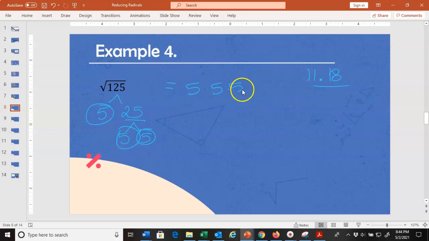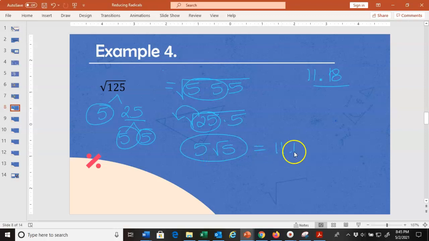So we have 3 5s here, and we're looking for pairs of numbers that match. That's that perfect square. If you want, you can rewrite that perfect square and go ahead and take it. The square root of 25 is 5, and we have 5 left underneath. You can always double check your work by placing this in the calculator. If we do 5 root 5, oh, you get the same thing.